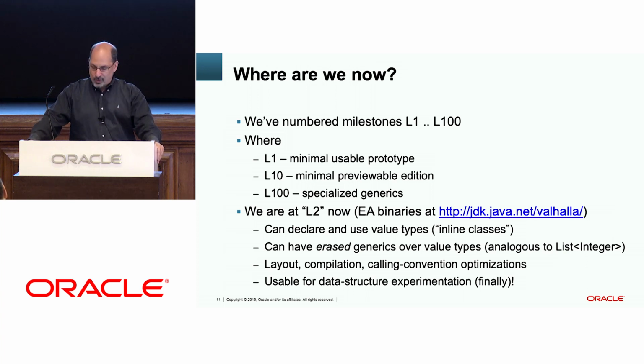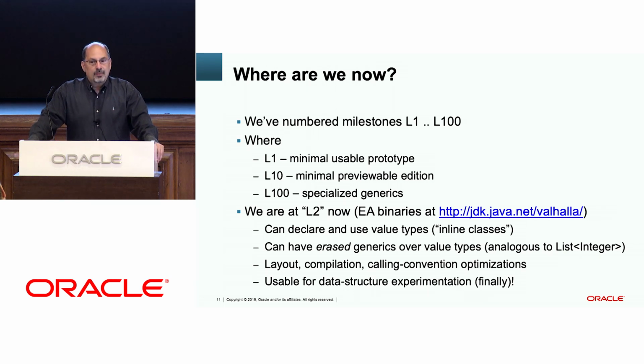And where are we now? Well, we're at L2 now. EA binaries for L2 went up on jdk.java.net just a couple of weeks ago. And this is actually a big deal because this is a usable programming model. You can declare and use value types, which we're calling inline classes now. You can have generics over value types. Currently they're erased, they're not yet specialized.